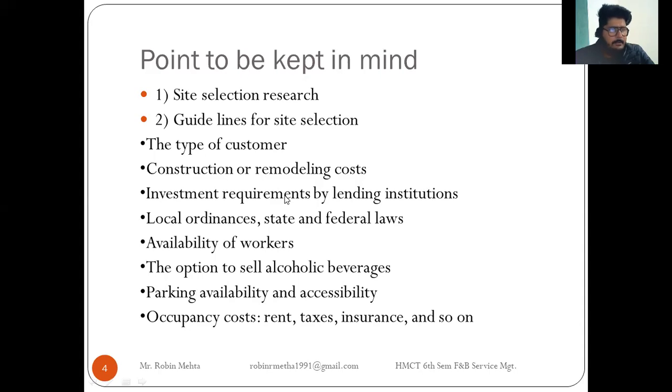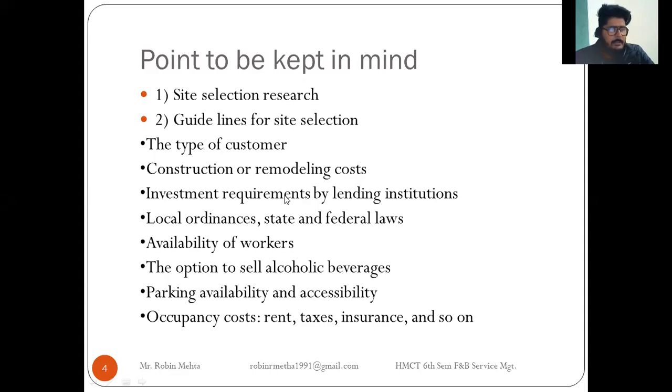Okay, according to the state or federal laws, if there is some law regarding work, it also has to be done on time. Nowadays, if we have to open some kind of restaurant, we need proper fire safety, you can say the license, and a food safety license from the government. So we also have to keep these points in mind.